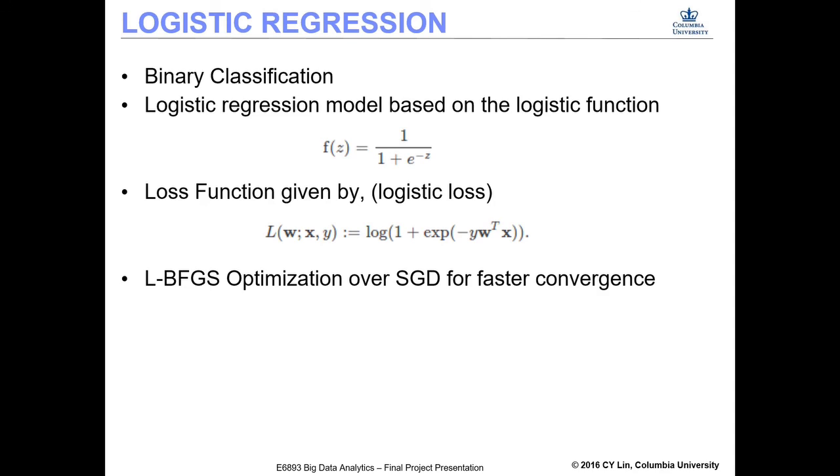Logistic regression is a commonly used model for binary classification. Given a data set and the data points denoted by X over here, the logistic regression model makes predictions based on the following logistic function. The loss function, which is known as the logistic loss, is given by the following formula.